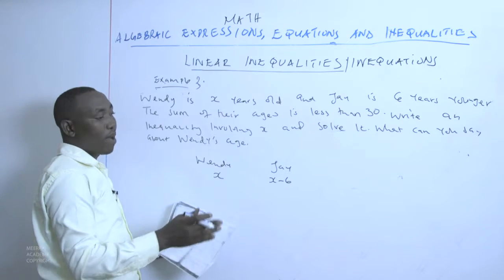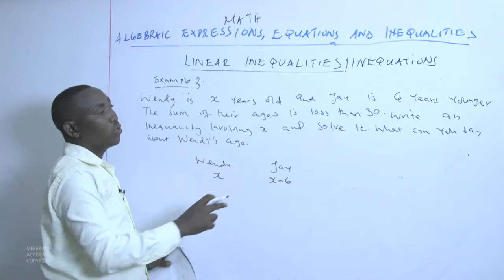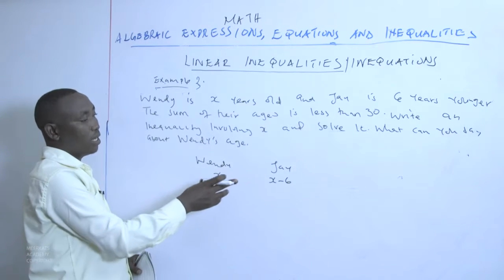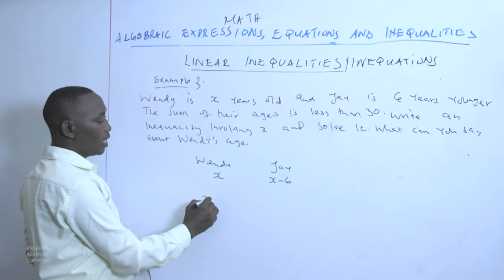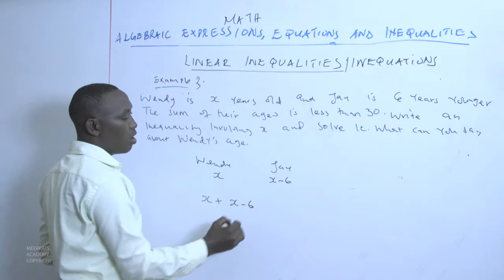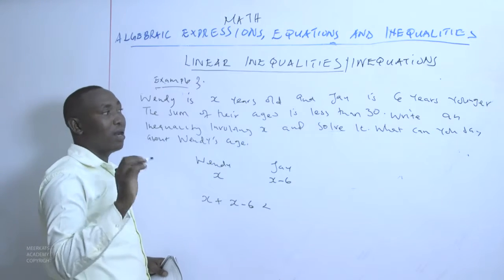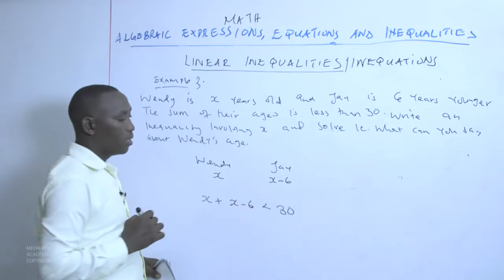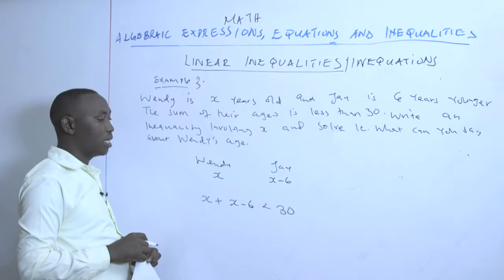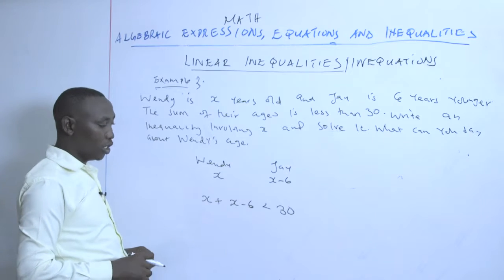Now we have been told that when you find the total or the sum of their ages, that is of Wendy and J, that should be less than 30, and therefore we can come up with an inequality to demonstrate that. So when you get the sum of Wendy's and J's ages, it will be x plus x minus 6. We have been told that when you add their ages, you will get strictly less than 30. So that is the first step. We have formed the inequality statement. We need to solve this to get the ages of Wendy and J.